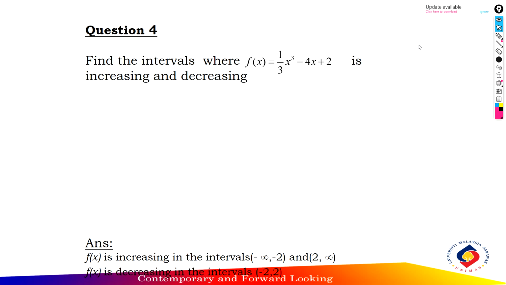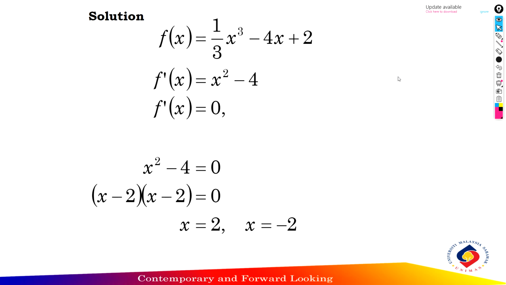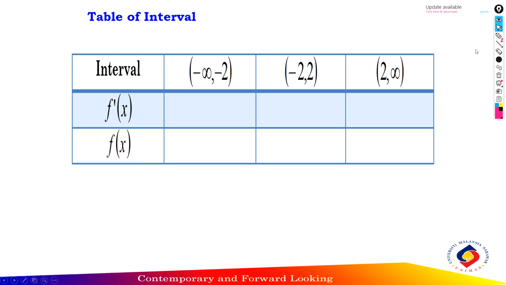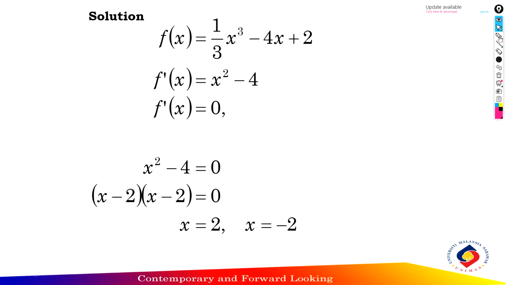Okay, question 4, find the intervals where f(x) equals 1 over 3 x cubed minus 4x plus 2 is increasing and decreasing. Okay, first, f(x) equals 1 over 3 x cubed minus 4x plus 2. So you first find the first derivative of the function. f prime of x here equals x squared minus 4. And you let the first derivative equal 0.